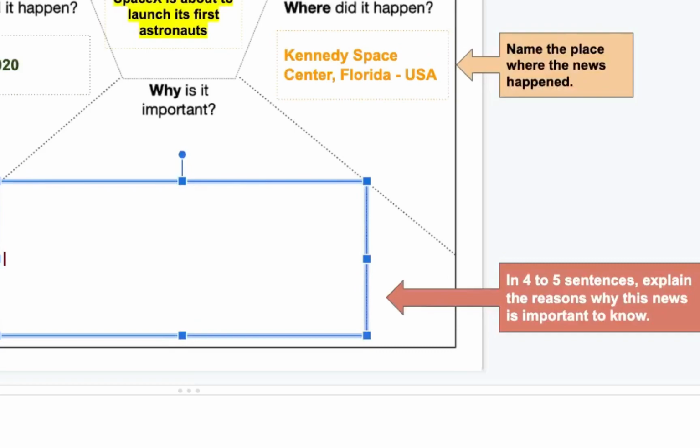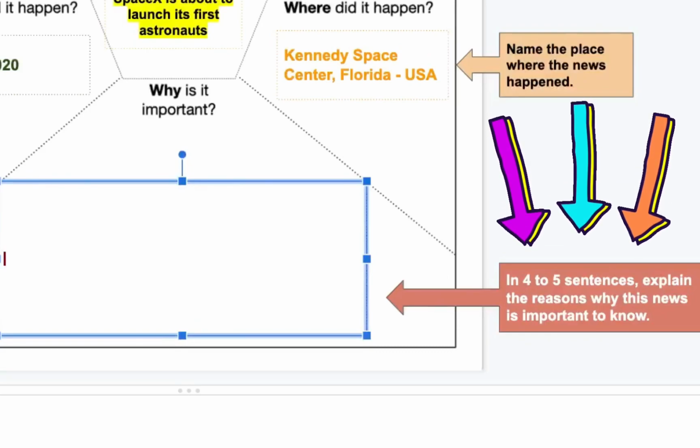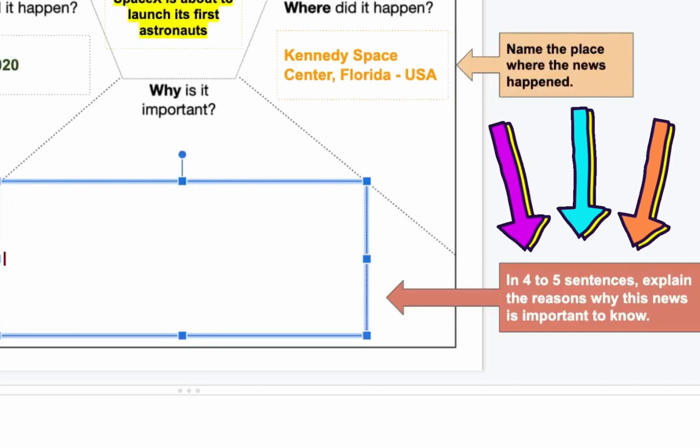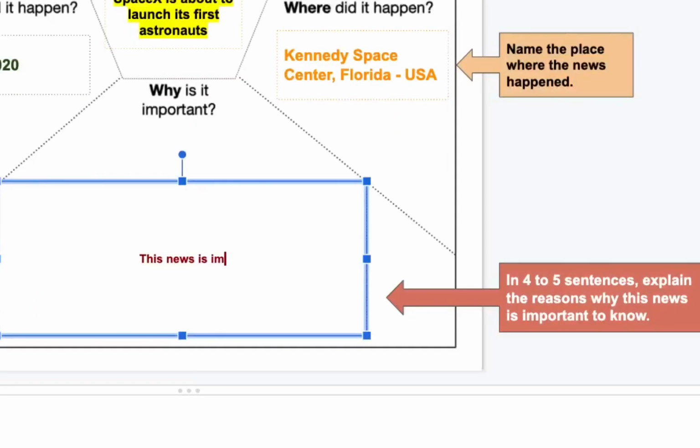Done. Now let's go to the last one. The direction says in 4 to 5 sentences, explain the reasons why this news is important to know. Now, you are giving your personal opinion to this one. However, it should be an educated opinion. That means you should base your opinion from the information you gathered from the news. So here's my response as an example.